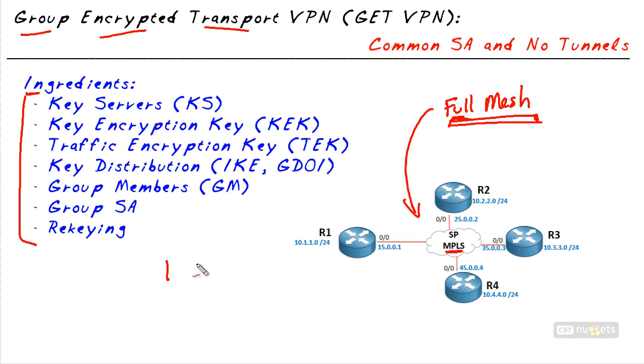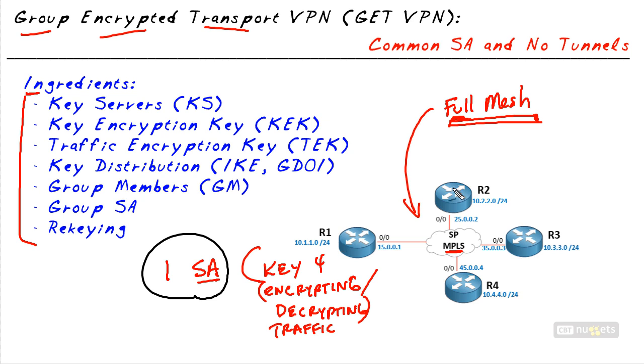To pull this off, we're going to use a single security association for IPsec. And with that security association, we're going to have a key for encrypting as well as for decrypting traffic. And there's the magic. If R1, R2, R3, and R4 are all using the same security association, and they have the same key for encrypting and decrypting the data, then any traffic that's sent between R1, R2, R3, and R4 can be correctly encrypted and decrypted respectively. Now they have a special three-letter acronym that identifies this key that's used to encrypt the traffic that's being sent between these group members. And that key is called the Traffic Encryption Key, or TEK.